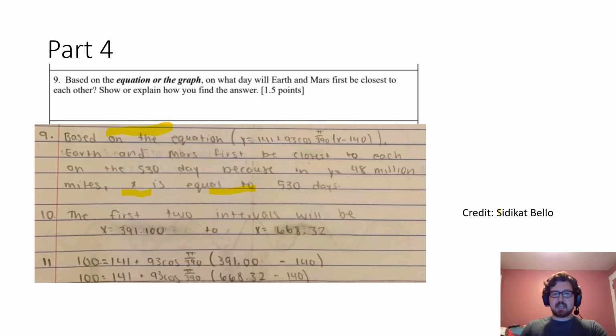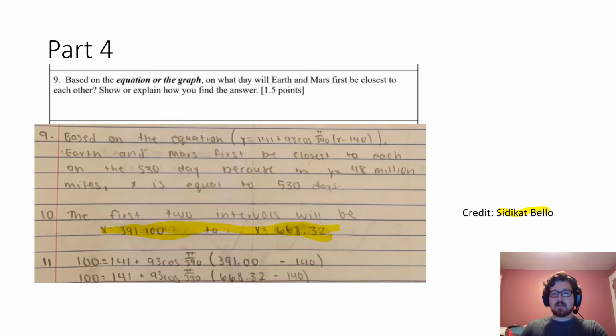So shout out to Citycat. Good job with this one. Let's get rid of these. So 10. Citycat found these by, I'm assuming, Desmos. So she said the first 2 intervals are this. Technically, it's just the first interval, but she correctly gave the dates.